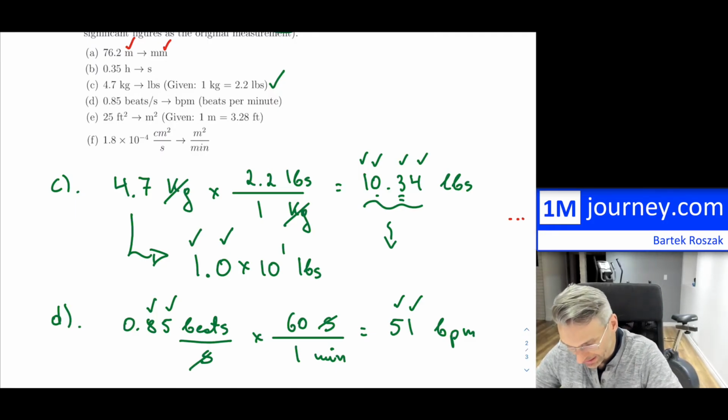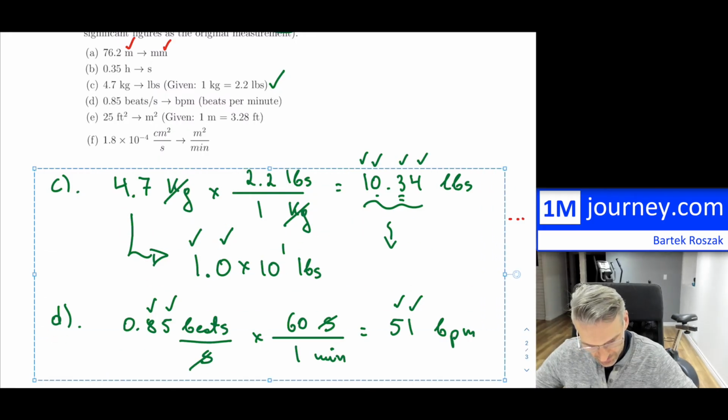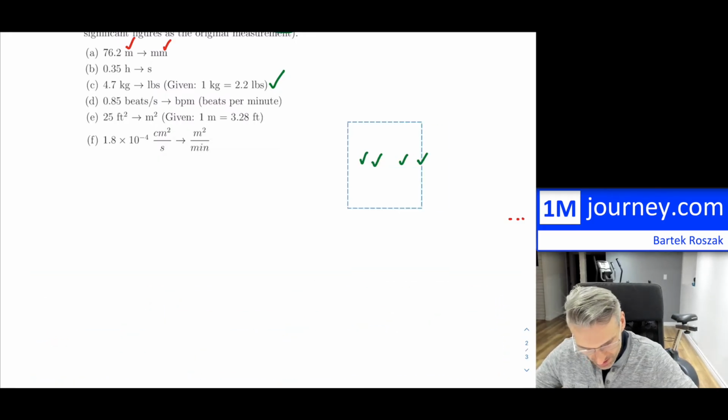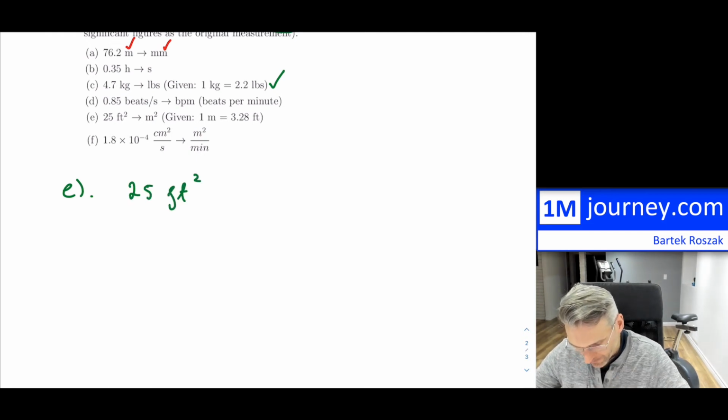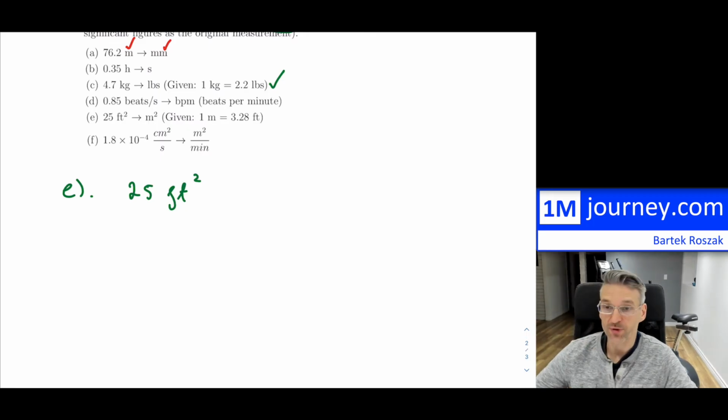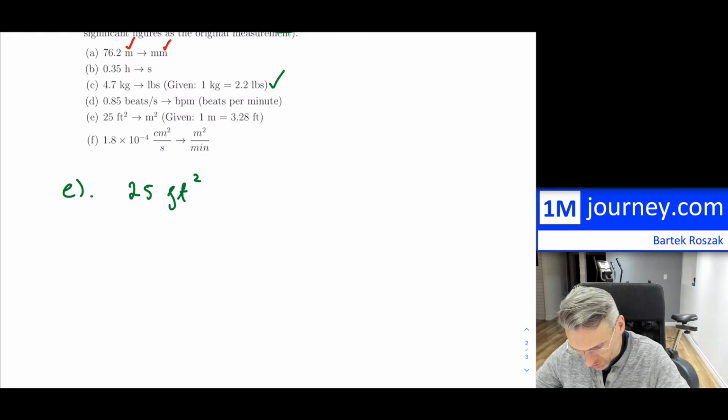Okay, so let's take a look at E for this one. So I'm going to delete this out, and now this is going to be for E. So 25, this looks like it's some kind of an area. They do tell us that 1 meter is equal to 3.28 feet. So let's get rid of those feet. That's not what we want. So we're going to put feet at the bottom. And we know that this is 3.28 feet, 1 meter.